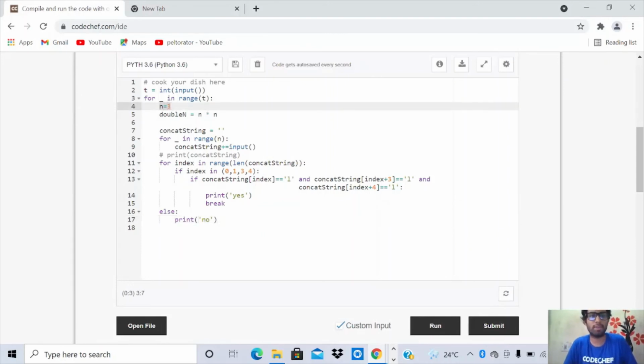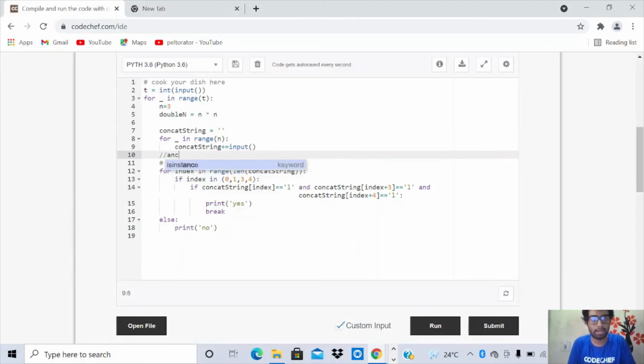We know that we are always given 3 into 3 grids. So if we flatten the grid, we will have indices from 0 till n into n minus 1. So if we have a 3 into 3 grid and we flatten the 9 cells into a 1D array, we will have the indices from 0 to 8. So I'm having a concat string here, and for in range 3, I'm appending to my string here. Basically what I'm doing is I'm flattening the grid here.